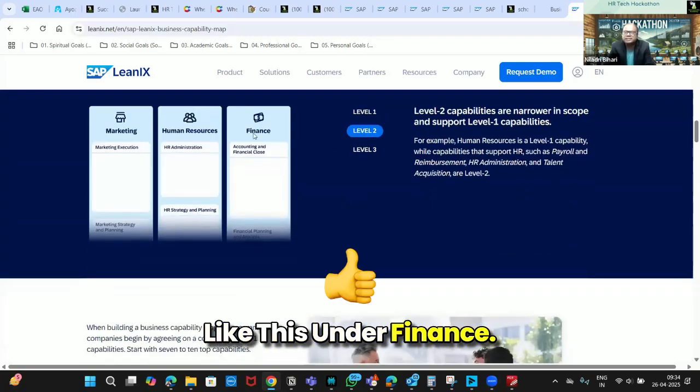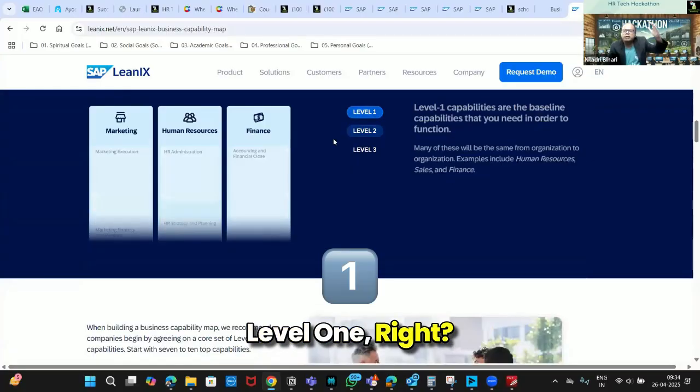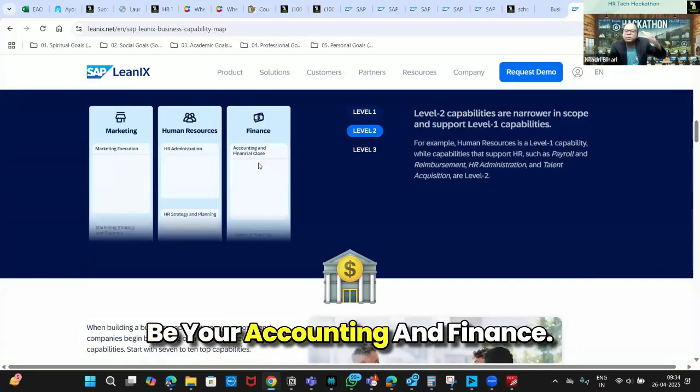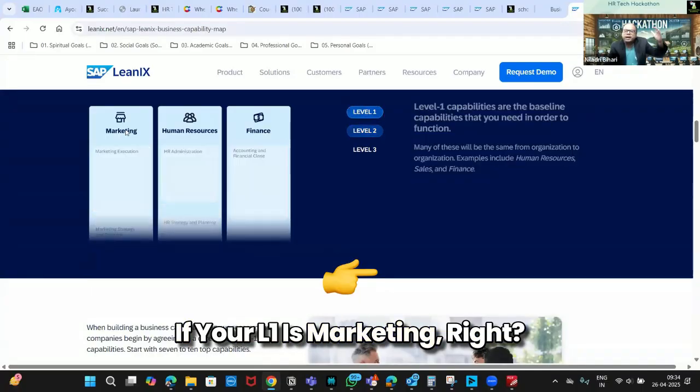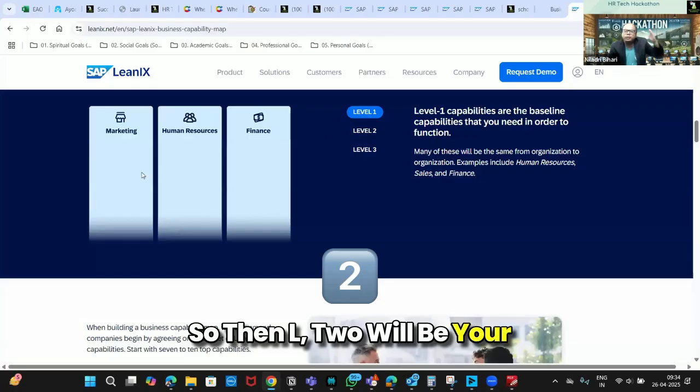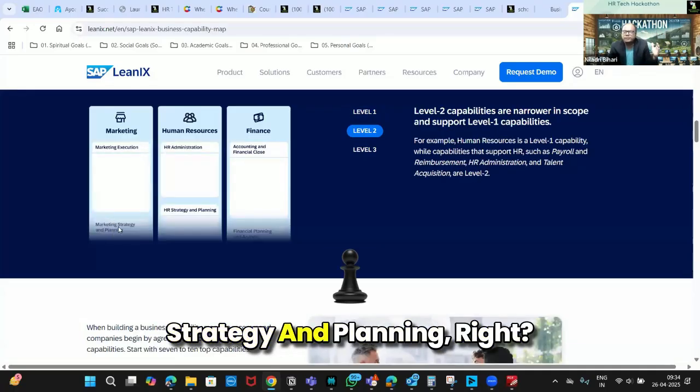Under finance, suppose finance is your level 1, then under that level 2 will be your accounting and finance, financial planning. If your L1 is marketing, then L2 will be your marketing execution, marketing strategy and planning.